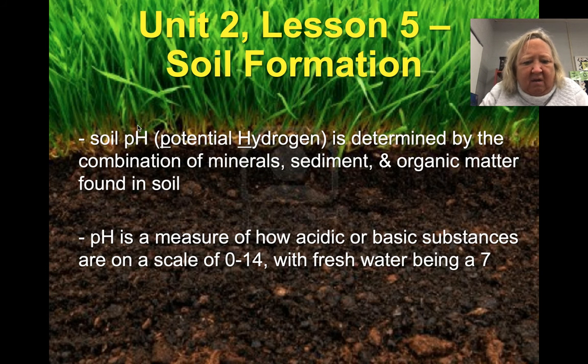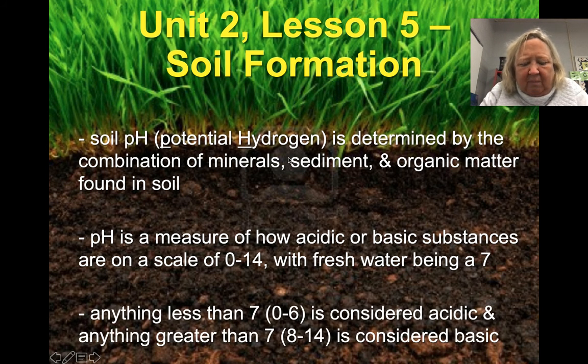Okay. And the scale goes from 0 to 14. And so you know, as a point of reference, water's right in the middle. Water is a 7. So if you see a pH number of less than 7, okay, then that is called acidic. It's got a lot of acids in it. If it's greater than 7, then that's called a base or basic.